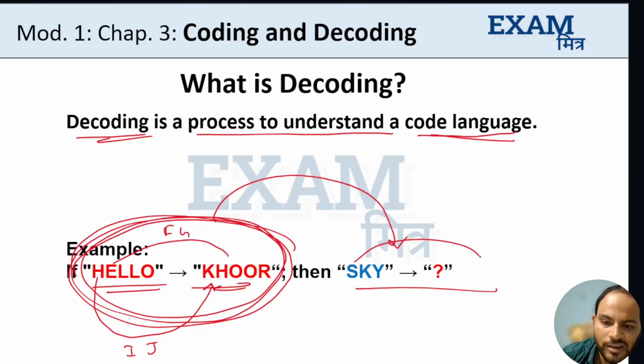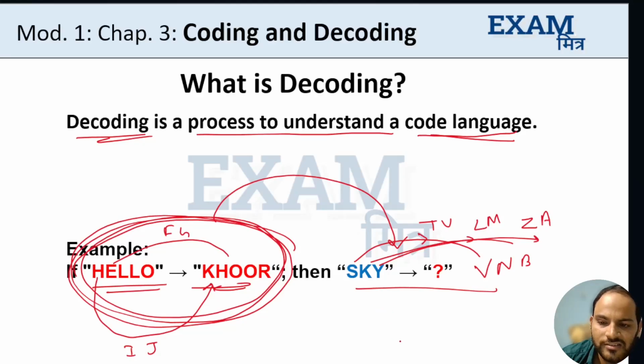So what would be the code letter for S? S, you have to skip two. T, U, then it comes V. What would be for K? Skip two. L and M, then it would be N. What would be for Y? Z, then comes A, and then it is B. So sky will be written as V, N and B. So the code for sky is VNB.